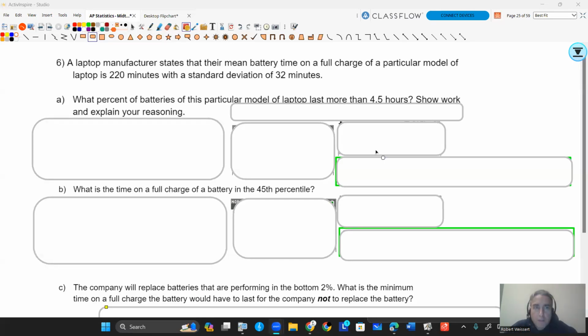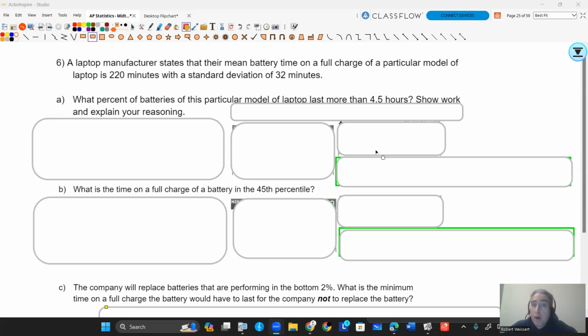All right, here's our next question. A laptop manufacturer states that their mean battery life on a full charge of a particular model of laptop is 220 minutes with a standard deviation of 32 minutes. And notice that we're talking about a normal distribution. Well, it actually doesn't specifically say that, but we're going to assume that in this problem. Actually, it should say that in the problem. So I should have put that on there, did not, oh well.